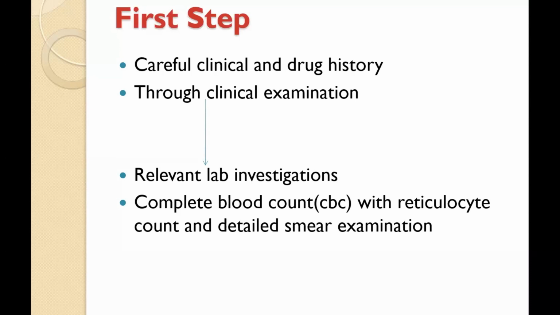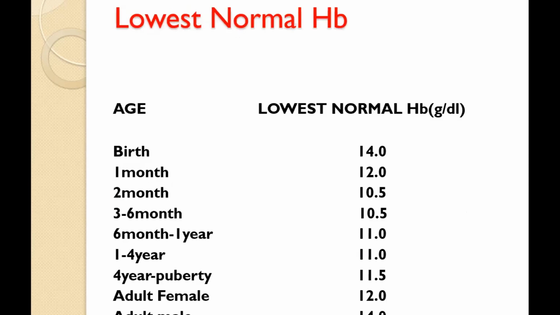Because sometimes, because of the rapid cell turnover, there is folate deficiency, and we find megaloblastic anemia. When this megaloblastic anemia is treated and corrected, then we find that the occult hematological malignancy becomes overt. What is required? After careful clinical and drug history, thorough clinical examination, and then relevant laboratory investigation. CBC with reticulocyte count and detailed smear examination is always the first investigation in anemia. Then we get a clue what additional investigations are required.